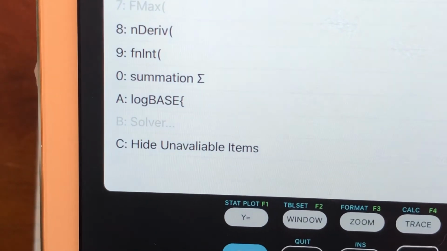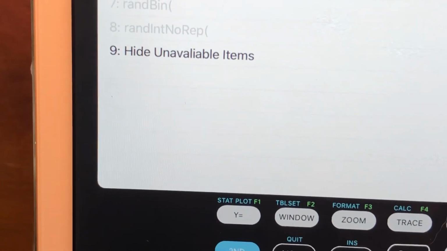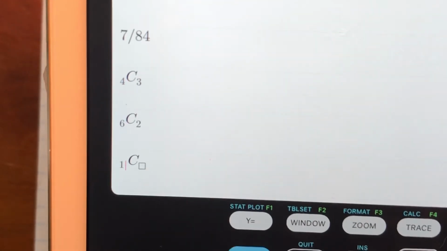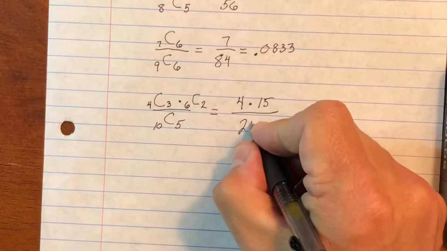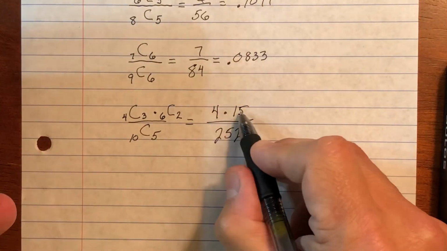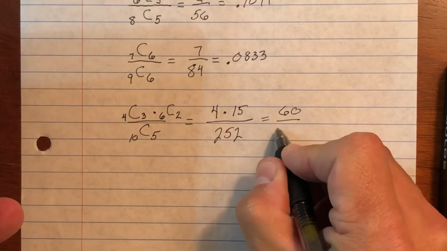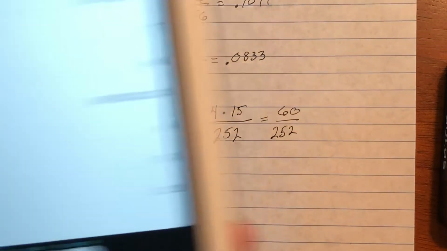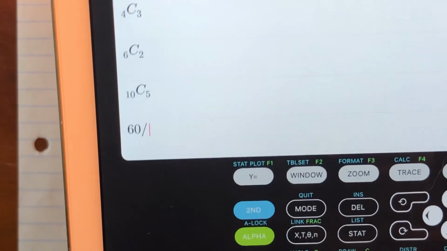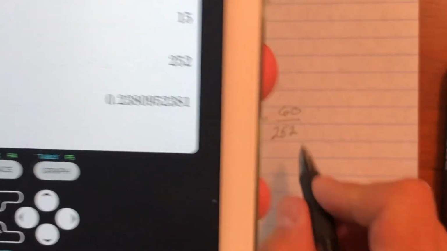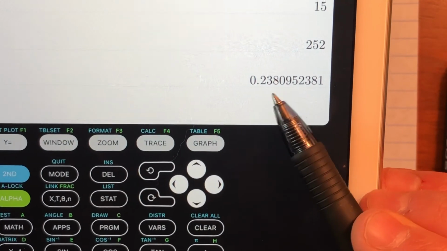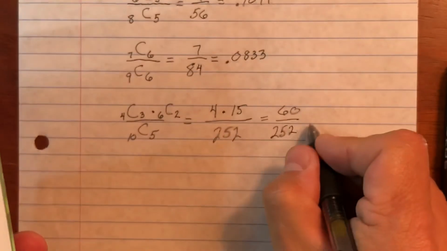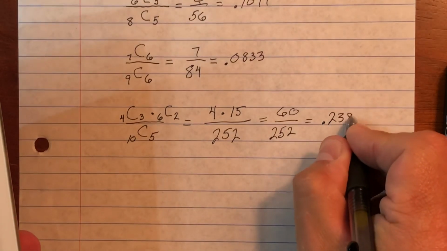And 10 choose 5. 10 choose 5 is 252. So 4 times 15, I know that's 60. So let's take 60 divided by 252. 60 divided by 252 is 0.23809. So I'm going to take that 9 and round that up. So 0.2381.